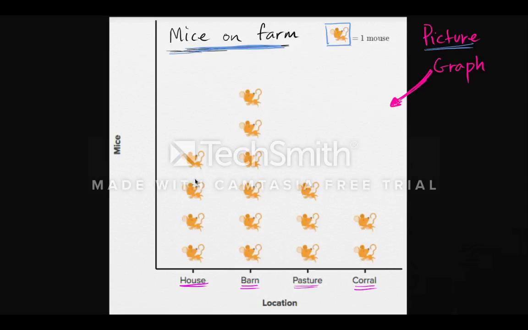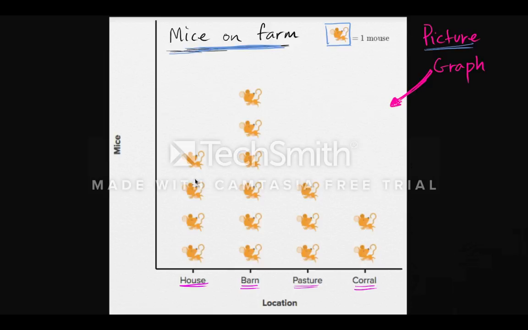What about the pasture? Well, we see that there's 3 mice there, just because each of these pictures is 1 mouse. The person who made the picture graph could have made each of those pictures a different number of mice, but here each one is 1 mouse. So there's 3 in the pasture, and then finally, there are 2 in the corral. So if someone asked you how many total mice are there on this farm, well, you would add all of these up. You would say 4 plus 6 is 10, plus 3 is 13, plus 2 is 15. 15 total mice on the farm.